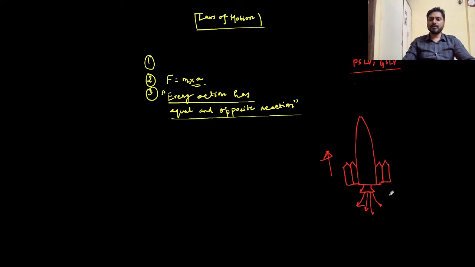So here we are producing hot exhaust gases. Those exhaust gases are moving out in one direction, so the rocket is moving in another direction. This is just to give you an example.